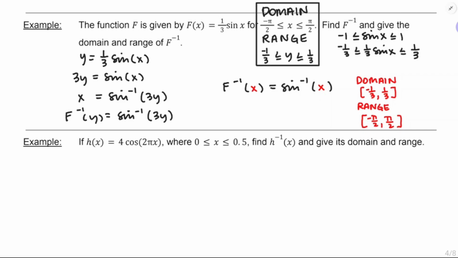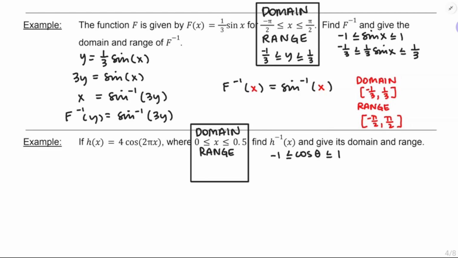And with this other one, I'm just going to do the same thing. They're telling me h of x is equal to 4 cosine of 2 pi x, and they're giving me the domain. So I'm just going to label that as the domain. Now I need to find the range if I want to find h inverse and give its domain and range. So for the range, start with the idea of cosine. If you think of this, you see that the midline is 0 and the amplitude is 4, so it's going to be negative 4 to 4. But if you're not seeing it, it's because cosine of any angle theta is between negative 1 and 1. So if I multiply that by 4, and theta equals 2 pi x, I'd be stuck between negative 4 and 4, and so that's going to be my range.